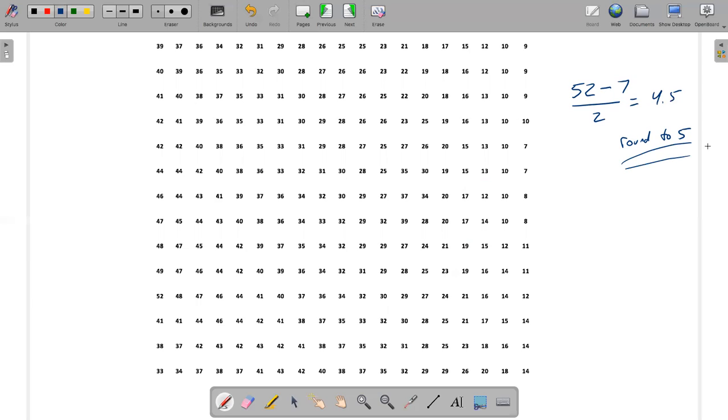Let's see, 52, 7. It looks like the greatest step is 52, the smallest step is 7. Subtract those, you get 45. Oop, you don't divide by 2, you divide by 10. I don't know why I wrote 2 there. Let's see. 52 minus 7 is 45. 45 out of 10 is 4.5. Just go over to 5.